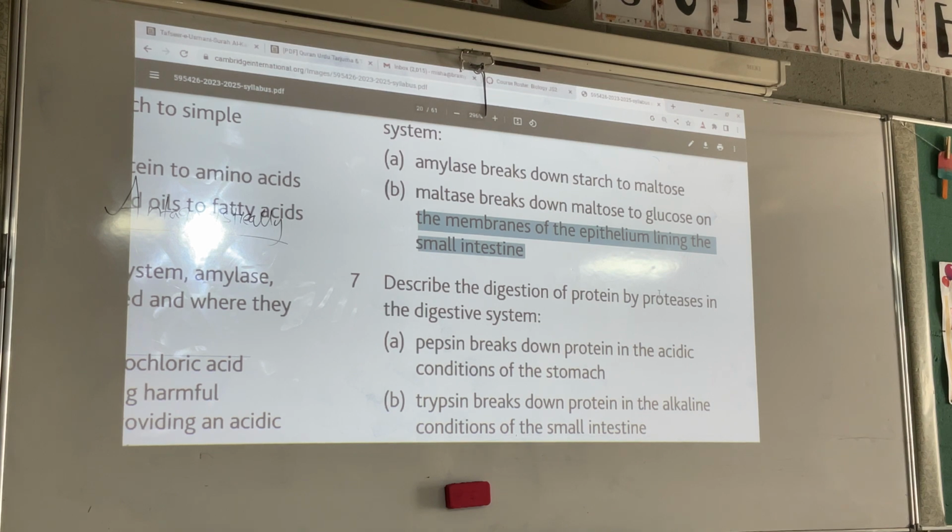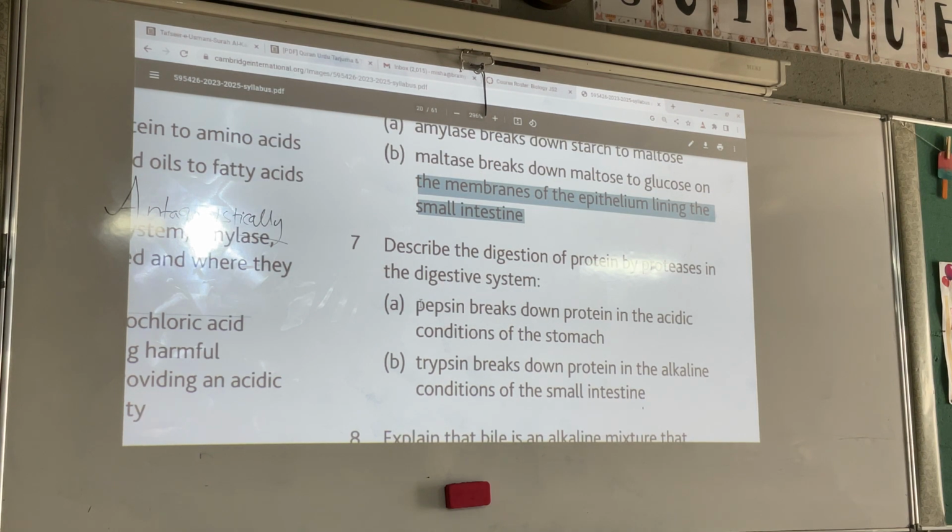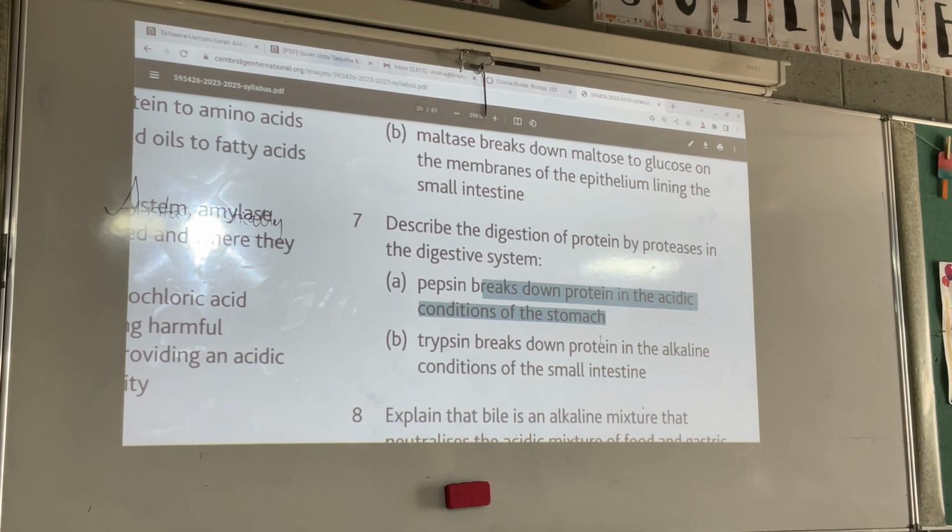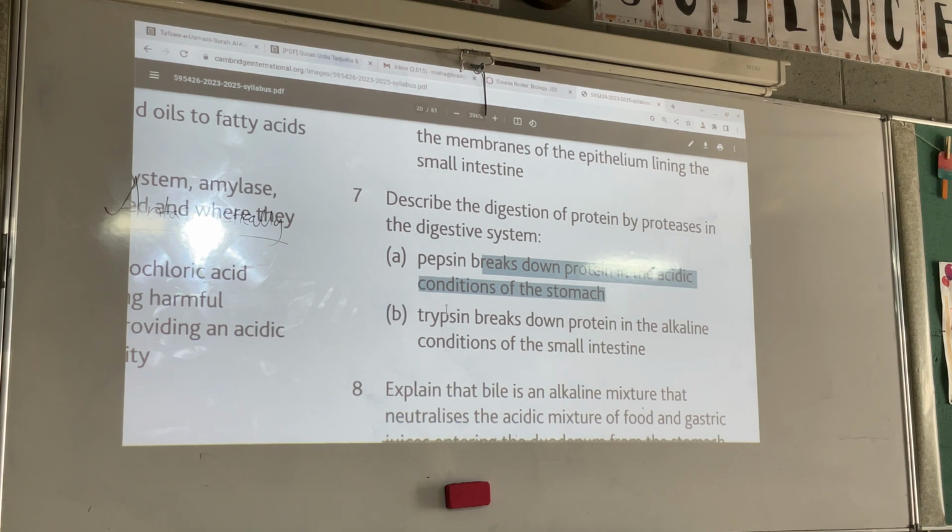Describe the digestion of proteins by protease in the digestive system. So first one, pepsin. Pepsin breaks down proteins in the acidic conditions of the stomach. Why does pepsin only work in the stomach? Because the optimum pH for pepsin to work is acidic. So that's why it can only work in the stomach. It cannot work in the small intestine. Then trypsin breaks down proteins in the alkaline conditions of the small intestine. Is this clear?